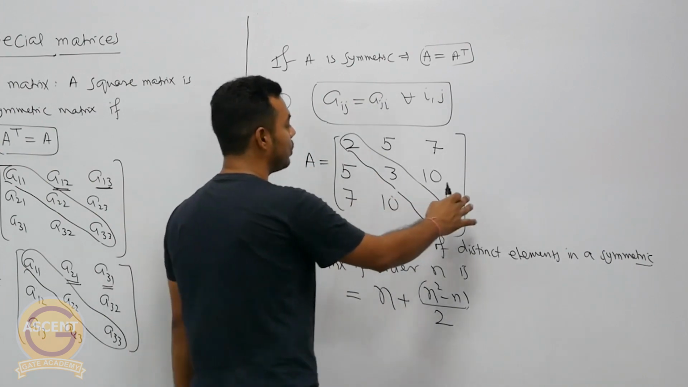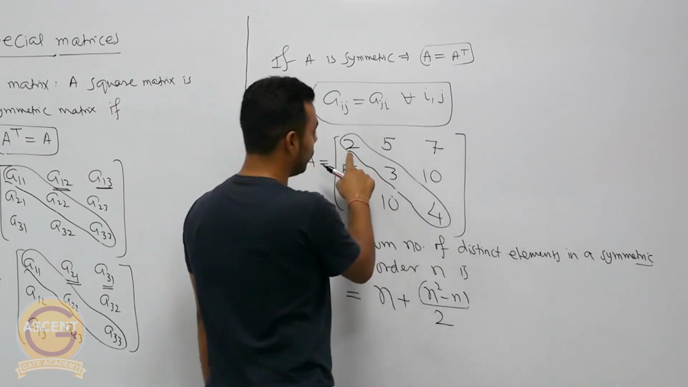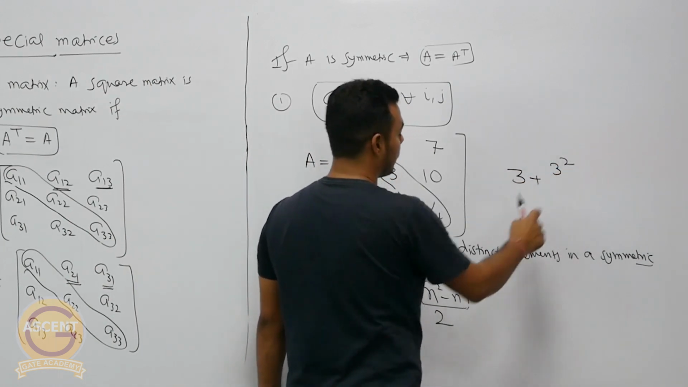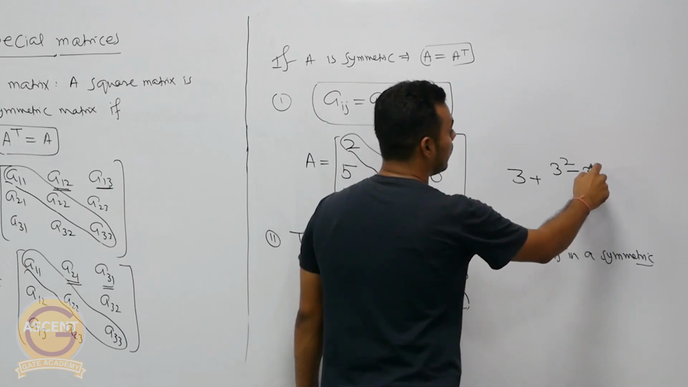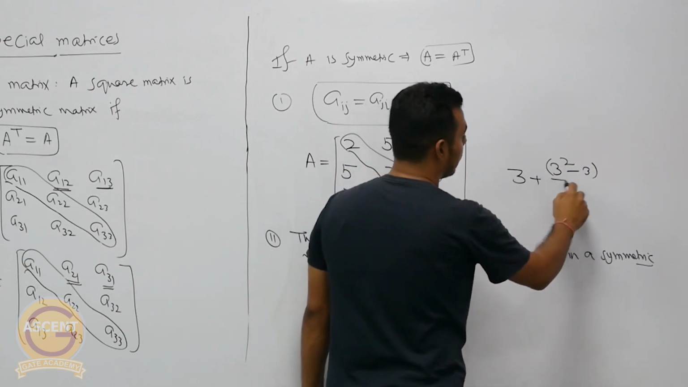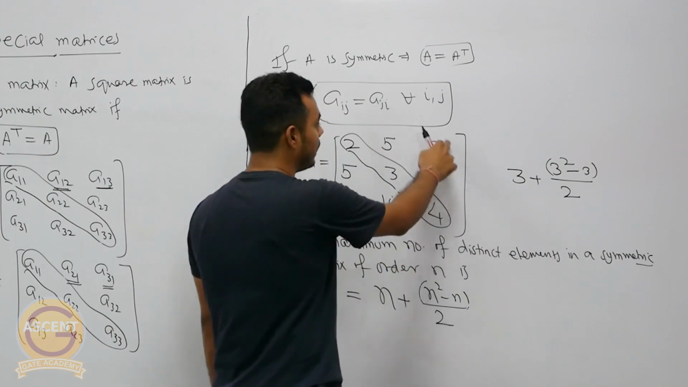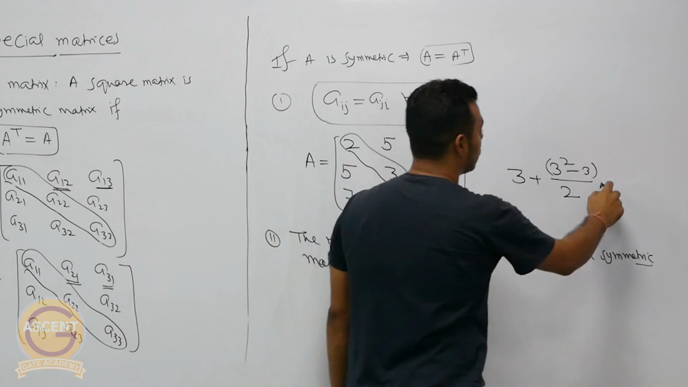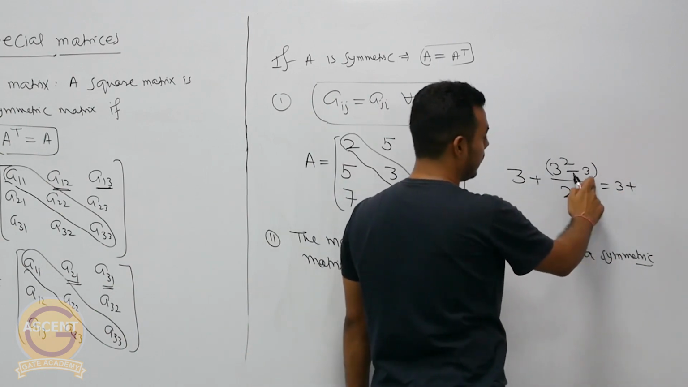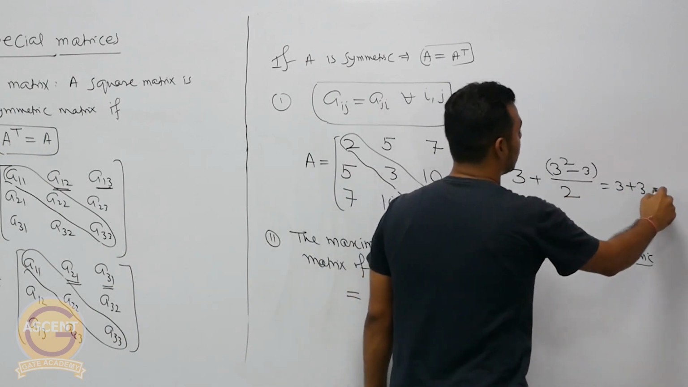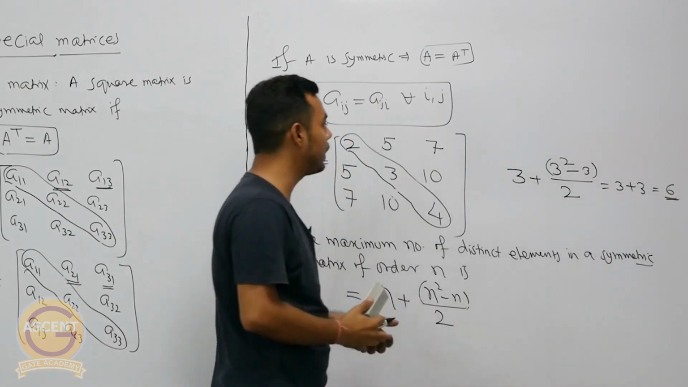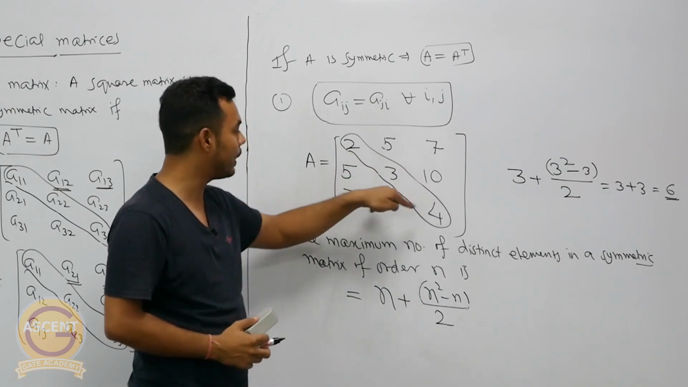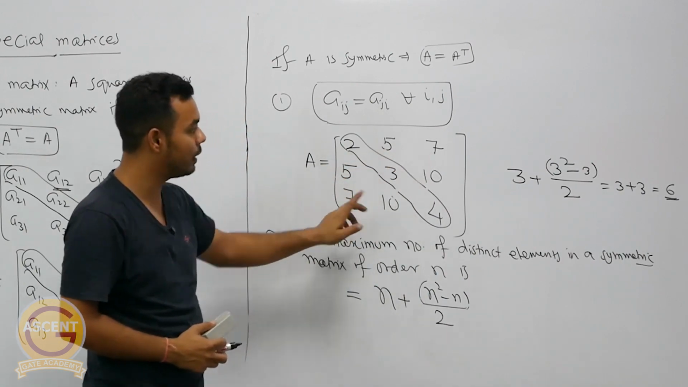For example, here if you want to see how many different elements there are, you have 3 different elements on the diagonal. The total number of elements is 3 square, 9. So off diagonal elements will be 3 square minus 3, by 2, because you have to consider only the upper half or the lower half. Once you have decided the upper half, the lower half is fixed. So this means you will get 3 plus (9 minus 3) by 2, that is 3 plus 3. So you can see that a maximum of 6 different elements is possible, and this was obvious. 3 elements on the diagonal and only these 3 are independent. Once you decide these, the other three are already fixed.